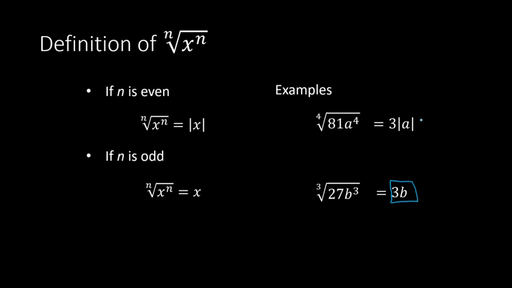So again, the only time we need the absolute value symbol is if n is even, such as a 4 and a 4, and we're dealing with variables.